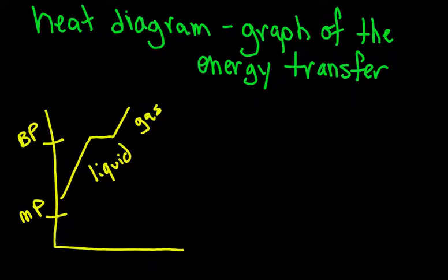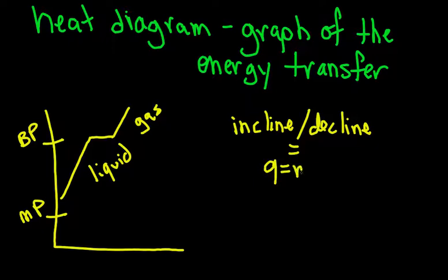So in order to figure out the energy that was transferred in these areas, we use our specific and latent heat formulas. For any incline, we use MCAT, or Q equals MC delta T. So inclines and declines on our graph, we use Q equals MC delta T because it's a temperature change. And for the flat areas or the planes, that's going to be your phase change. That's going to be your latent heat formula because there's not a temperature change anymore.